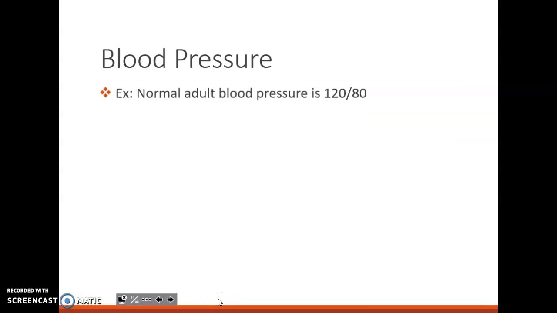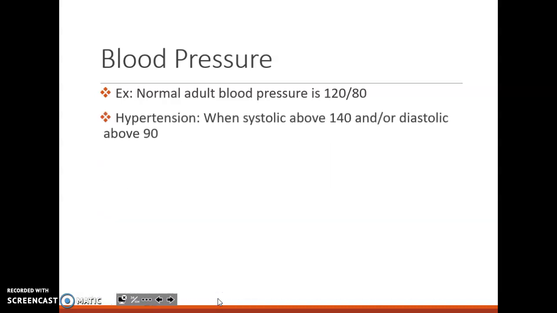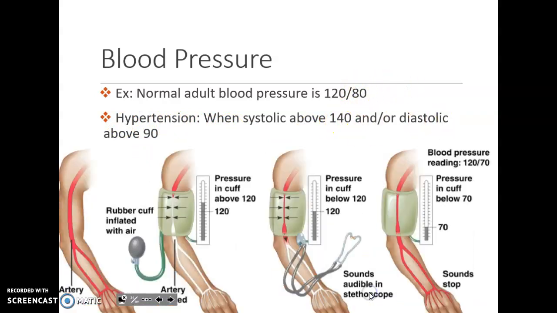So normal adult blood pressure is 120/80. It's very likely that you do not have your adult blood pressure yet, that yours would be a little bit lower, maybe 110/70. Hypertension is going to be above that. So that's when your systolic is above 140 or your diastolic is above 90.